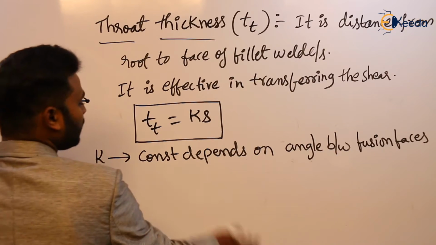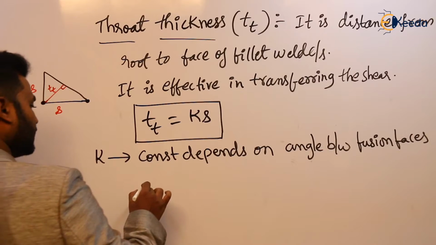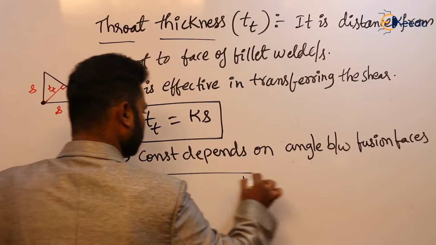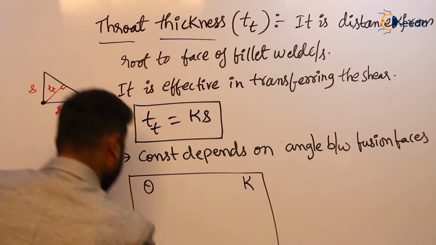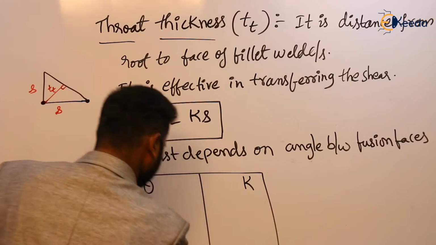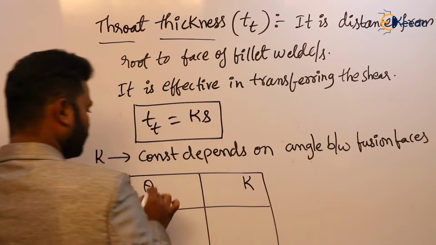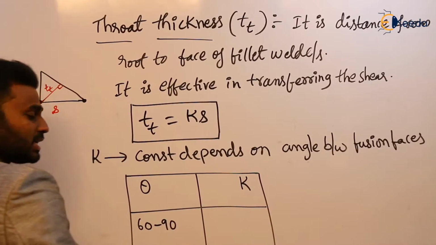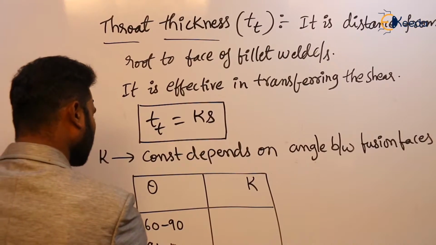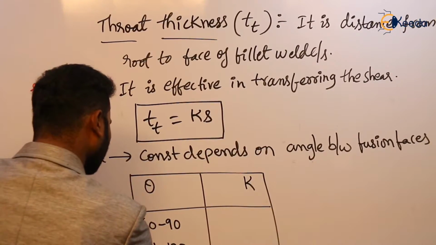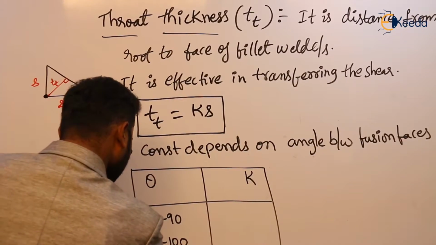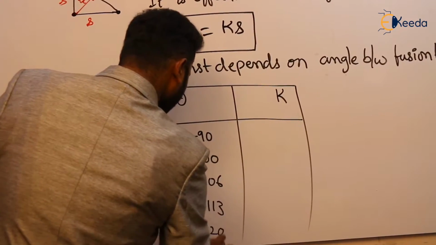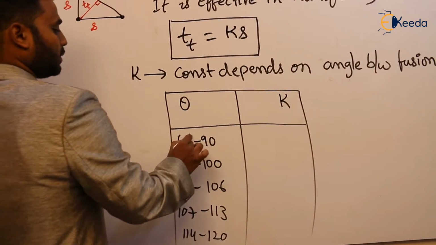Let us see the values of K given in the code book. So theta and then K values. If theta is between 60 to 90, so first I'll write the angles, then 91 to 100, then 101 to 106, 107 to 113, 114 to 120. So these are the angles.